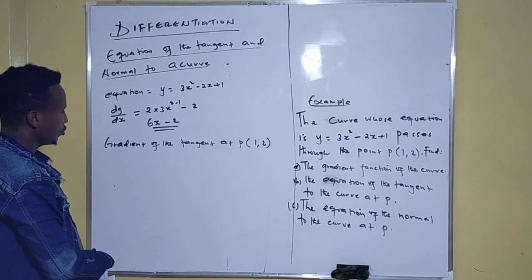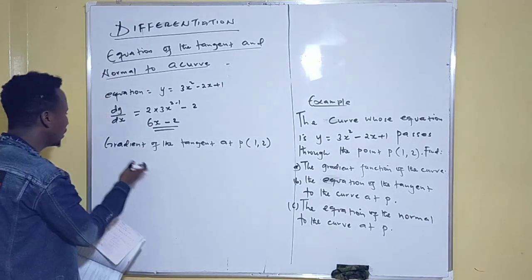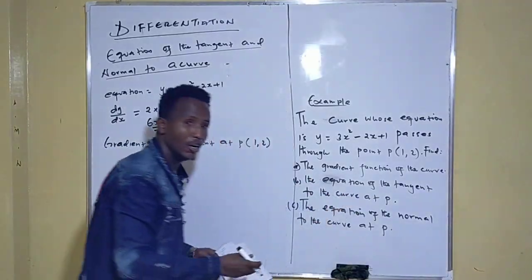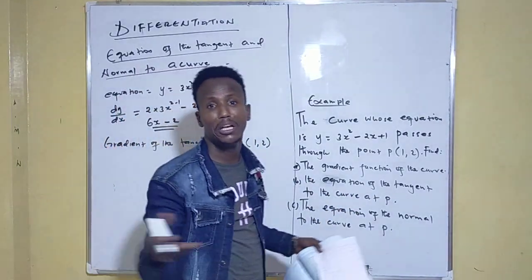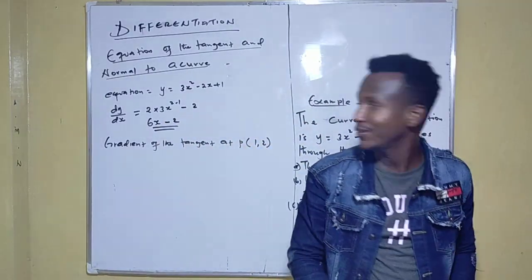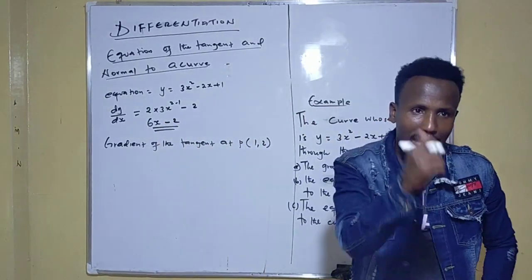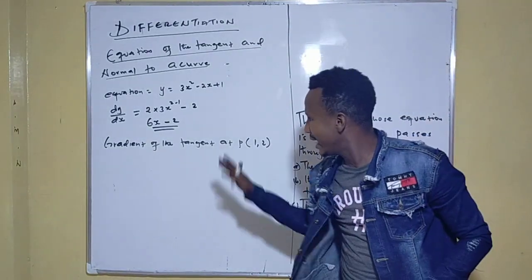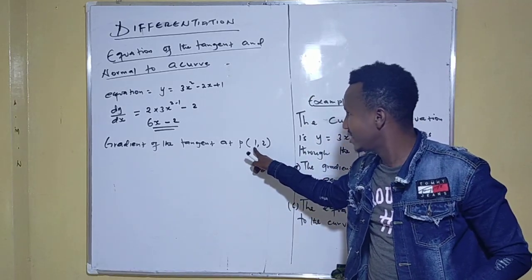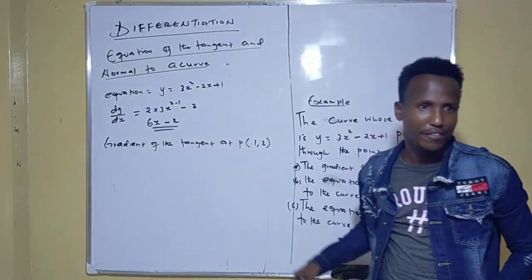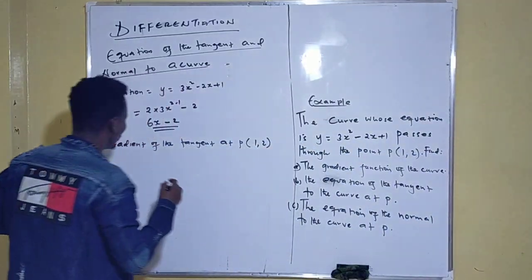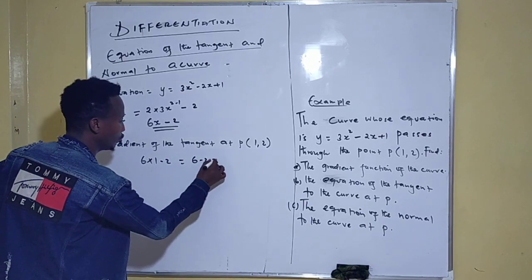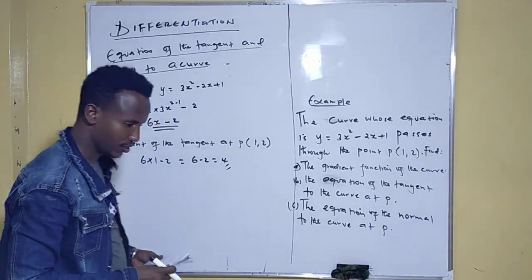So you only substitute to get the gradient of the tangent. Because you want the equation of the tangent, remember, for you to get an equation you must have a point and a gradient, from the Form 2 concept. Tangent and curve have the same gradient at the point of contact, so let me substitute the x coordinate into the gradient function: 6 times 1 minus 2. It will be 6 minus 2, which is 4. So that's the gradient of the tangent.